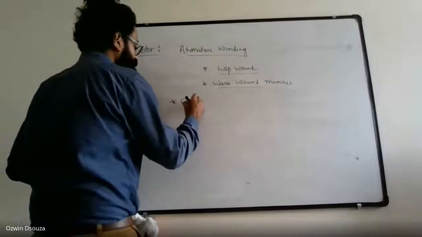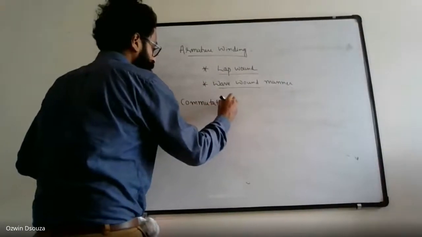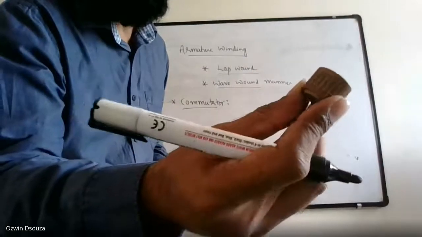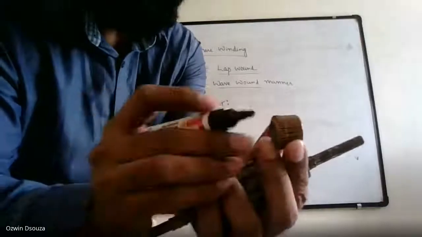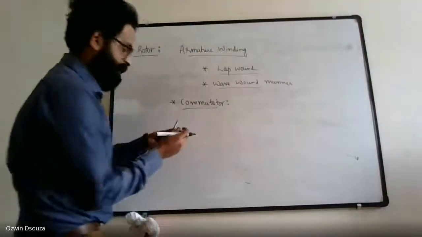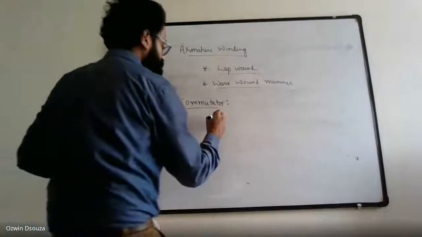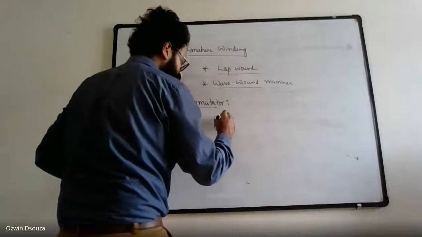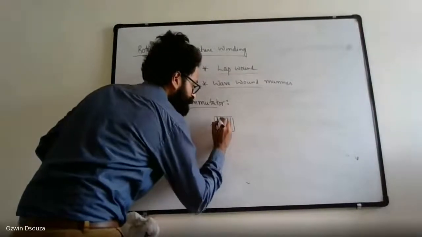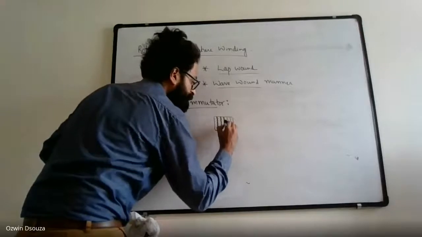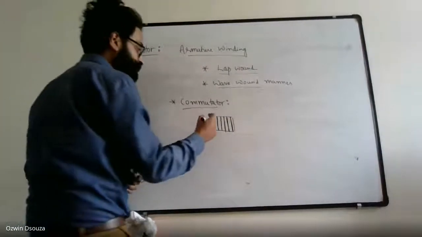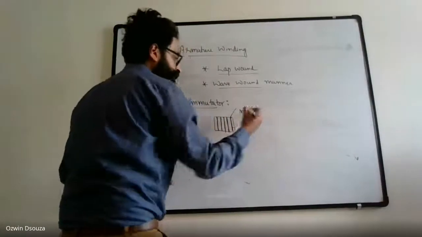Next, we have commutator. So, commutator is this. You can see, it's a circular object. It is consisting of several copper conductors, right? Several copper conductors. And you can also find spacing between the copper conductors. So, your commutator segment, if I were to show you the front view, what you have is several copper conductors, and each copper segment is separated by a layer of insulation. So this thick black layer simply shows that it's a sheet of insulation. So normally we go for mica as insulation.